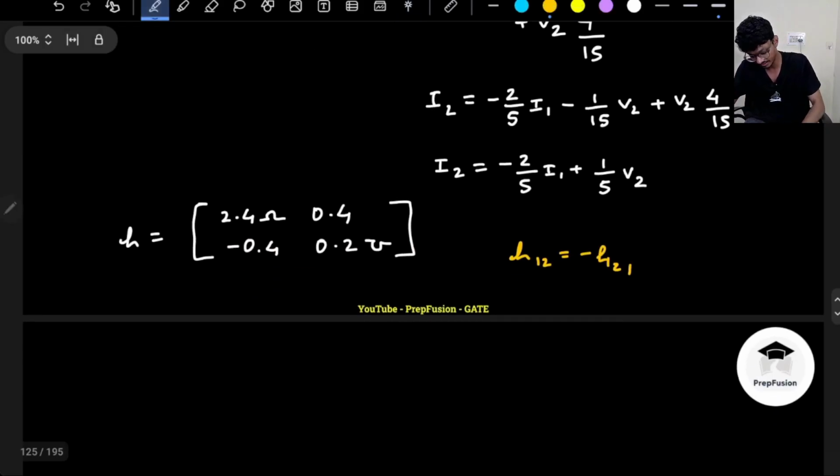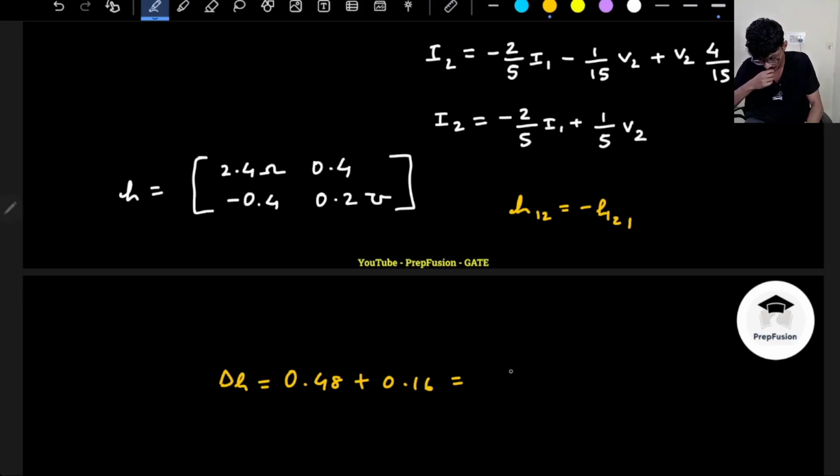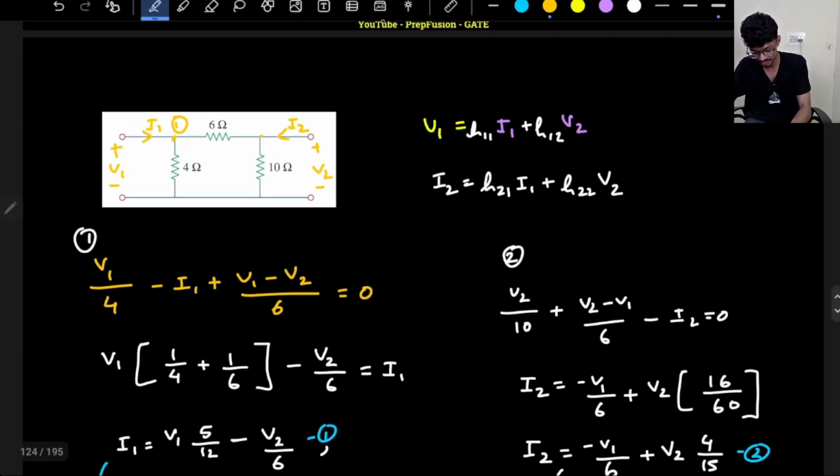Now, is my determinant equal to 1? Let me check delta of H. If I check delta of H, it is 0.2 times 0.48 plus 0.16, so this will be 0.64. Again, it is not equal to 1. Of course it is not symmetrical, and we can see that because here I have 4 ohm and here I have 10 ohm, so it will not be symmetrical.